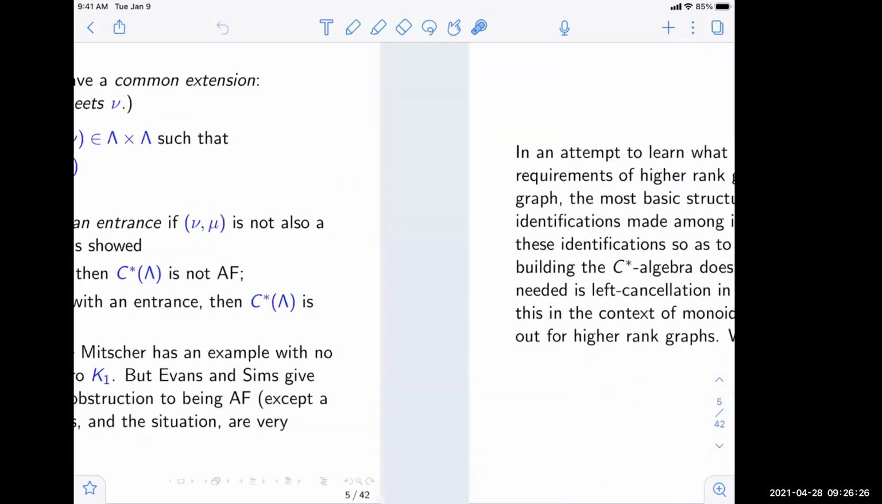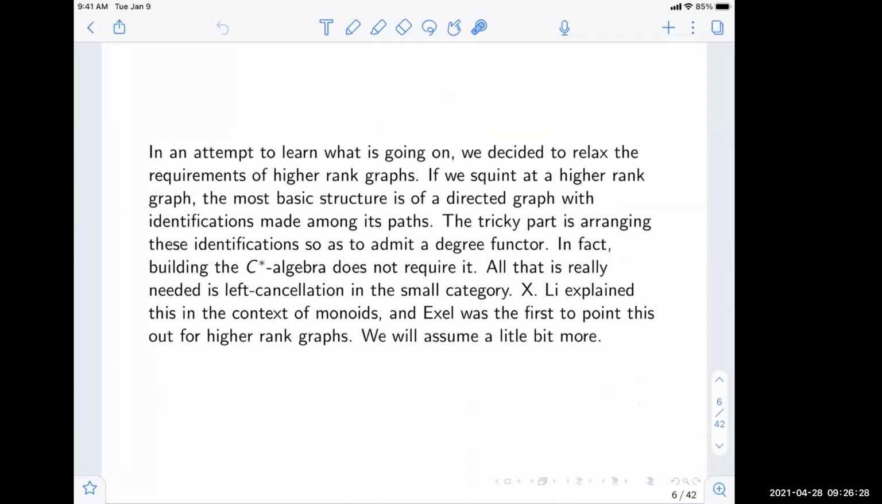Ian and I were trying to understand this, and we decided that we would relax the requirements of higher rank graphs that somehow make it so hard to study. So if you look at a higher rank graph from far off and squinting, all you see is the most basic structure.